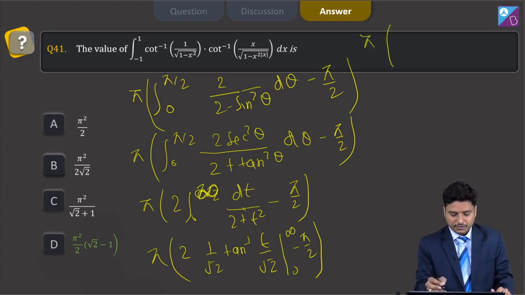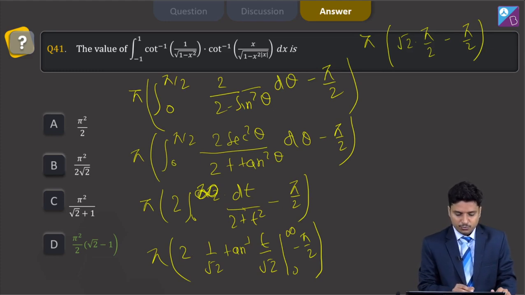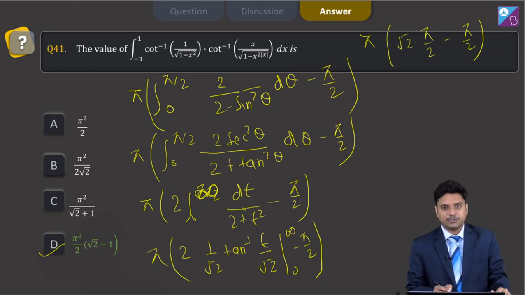Little lengthier question it was. 1 by root 2 into 2, this is root 2, and for infinity this will give tan inverse infinity, which is pi by 2, and for 0 it will be equal to 0. So root 2 into pi by 2 minus pi by 2 will be there. So pi by 2 into root 2 minus 1, we will go with the correct option, that is option number D. So this was a little complicated, little lengthier problem actually, you can say, not that much tricky, but still it was a lengthier problem from definite integration.